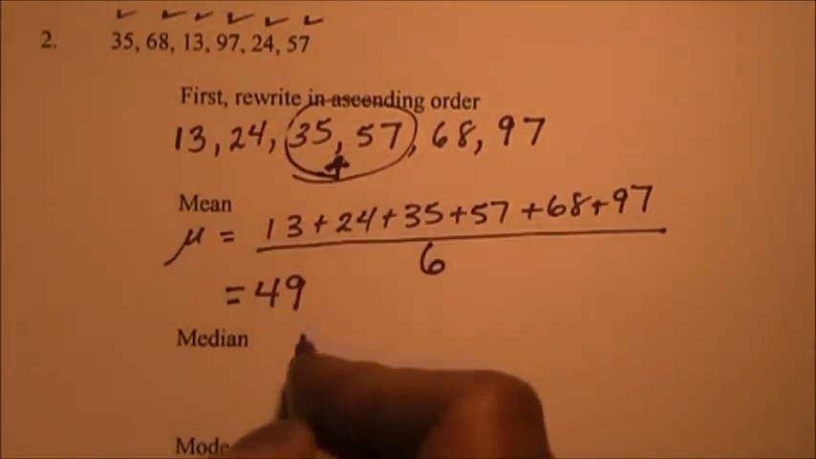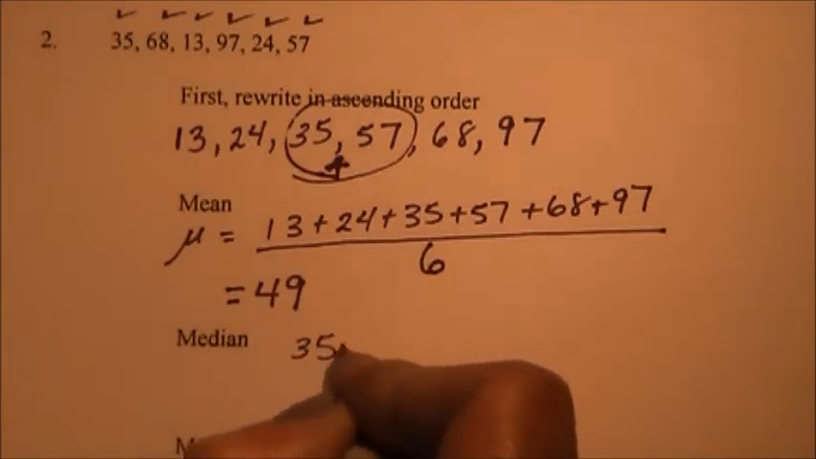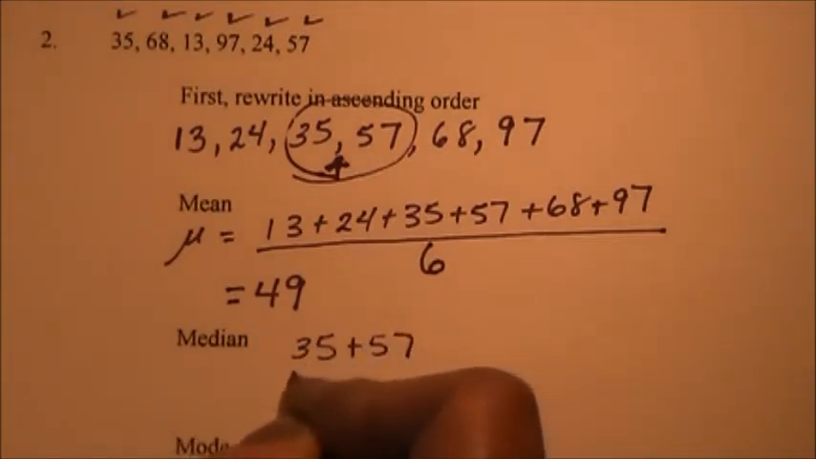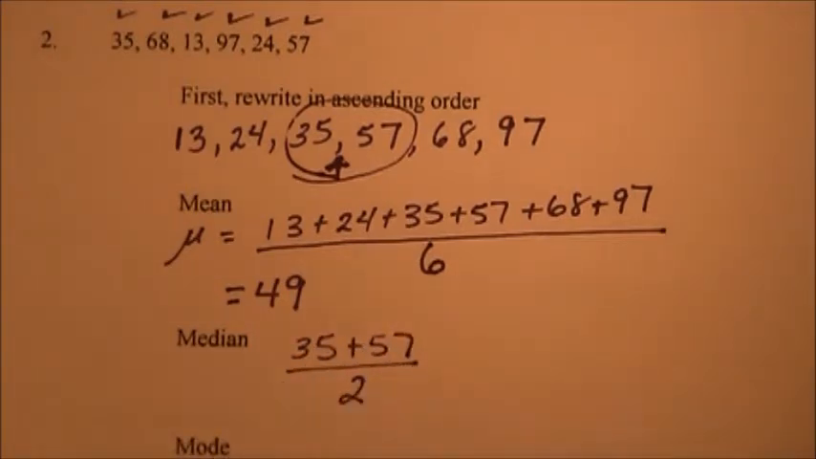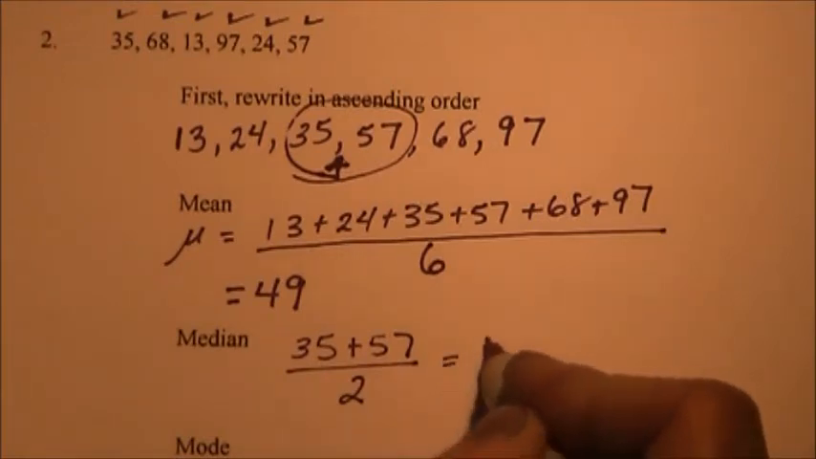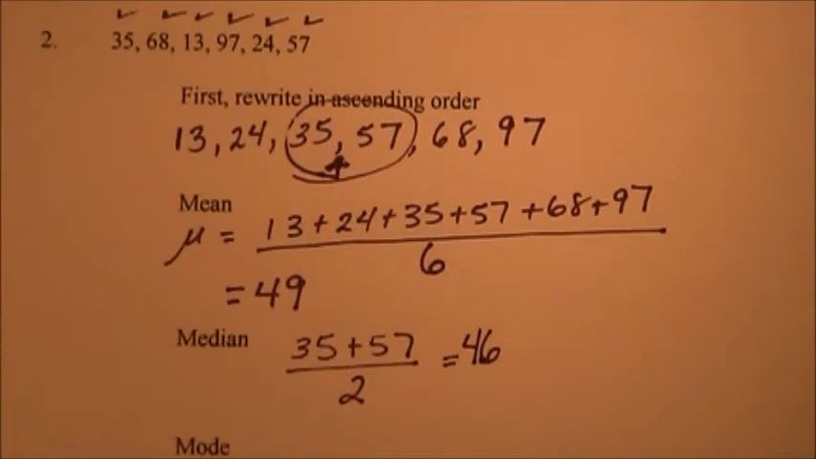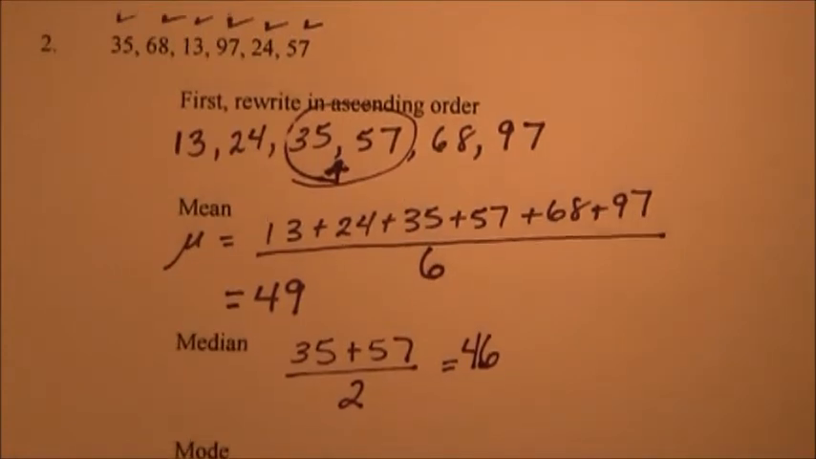So for our median, we're going to add those two numbers together. We're going to divide it by 2. So we're looking for the halfway point between the two numbers. And when we do that, we get 46 as our answer.